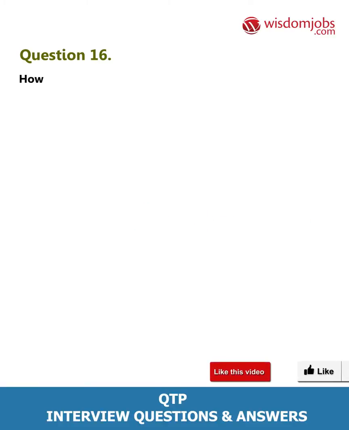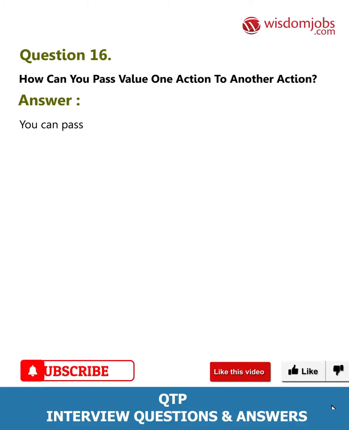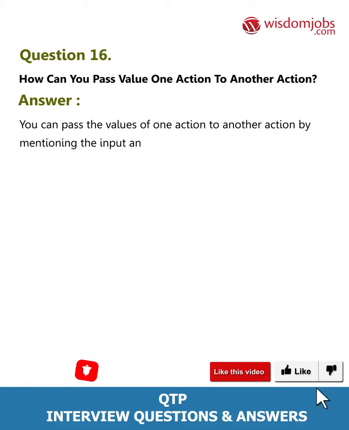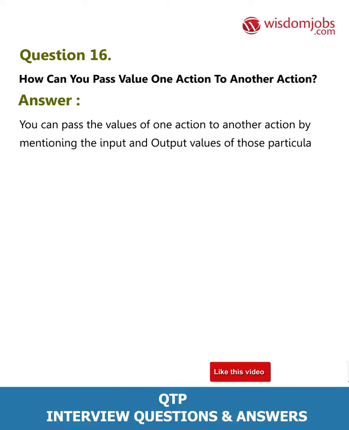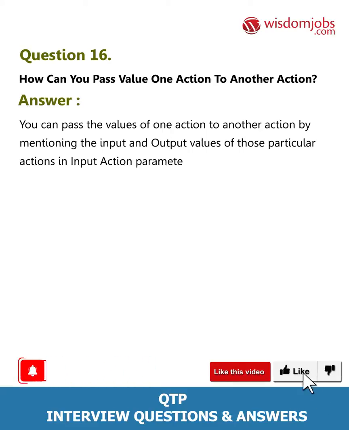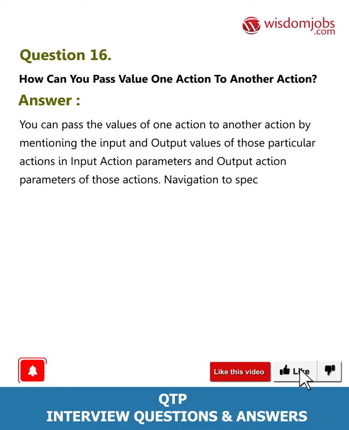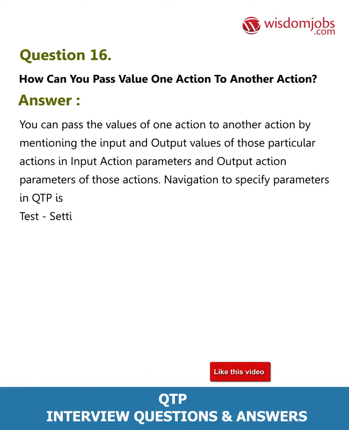Question 16. How can you pass values from one action to another action? Answer. You can pass the values of one action to another action by mentioning the input and output values of those particular actions in input action parameters and output action parameters of those actions. Navigation to specify parameters in QTP is Test, Settings, Parameters tab.